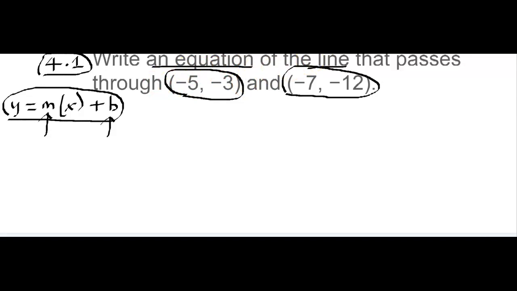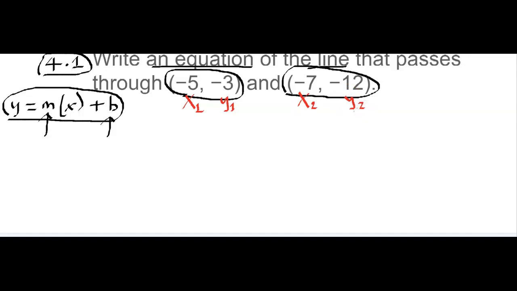Here are the steps. I always recommend you guys to do this. Go to the first point, -3, -5. I'm going to label this as my x1, and this is going to be my y1. The first point, I'm going to label x1, y1, and this is going to be x2 and y2.